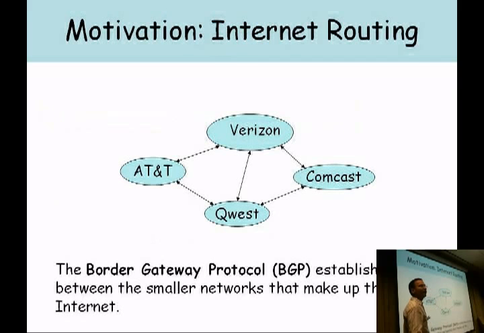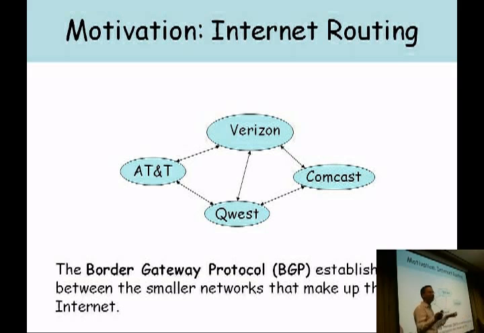So, internet routing. The internet is made up of smaller networks called autonomous systems. They're owned by different economic entities, AT&T, Comcast, Verizon, and so on. And currently, routes between these smaller networks are established by the Border Gateway Protocol, or BGP. So BGP is a very crucial part of the internet infrastructure. It can be regarded as the glue that holds the internet together.